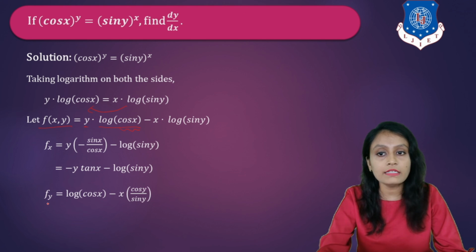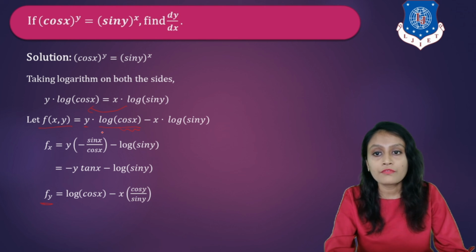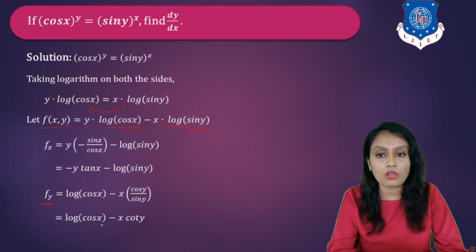Next we will find fy. So the derivative of f with respect to y, keeping x constant. So from here x we will keep constant, so log cos x as it is, derivative of y is 1, minus x as it is, derivative of log sin y is what? 1 upon sin y into the derivative of sin y, that is cos y. Simplify this, so you will get log cos x minus x cot y.